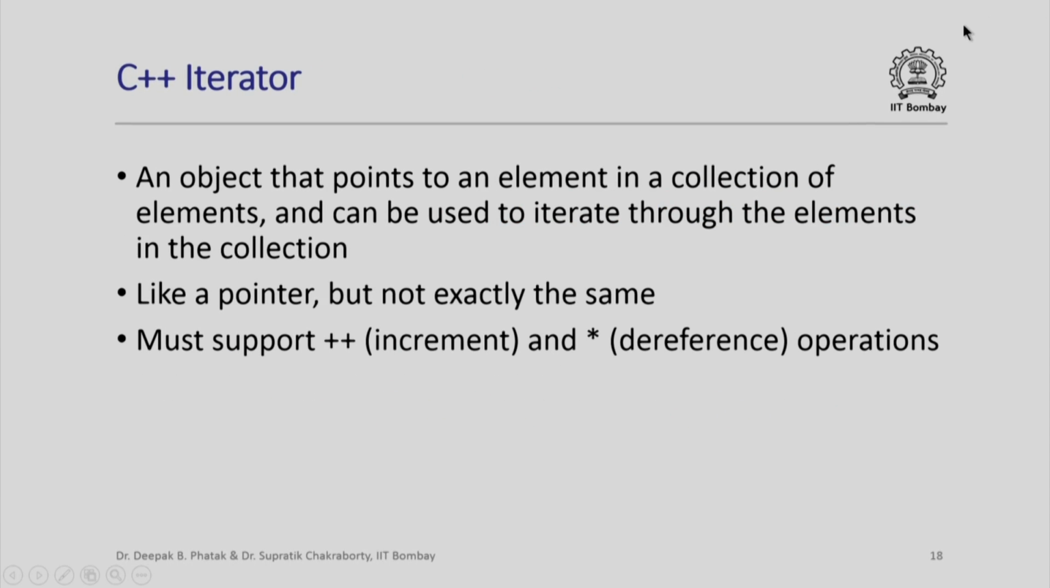Now when you are using the standard library in C++, you will very often have occasion to talk about iterators. An iterator is an object that points to an element in a collection of elements, and it can be used to iterate through the elements in the collection.